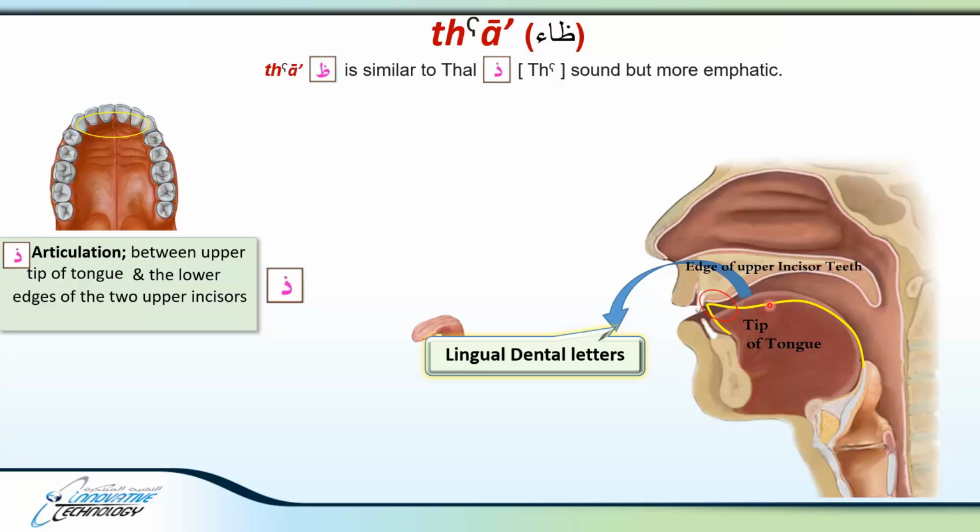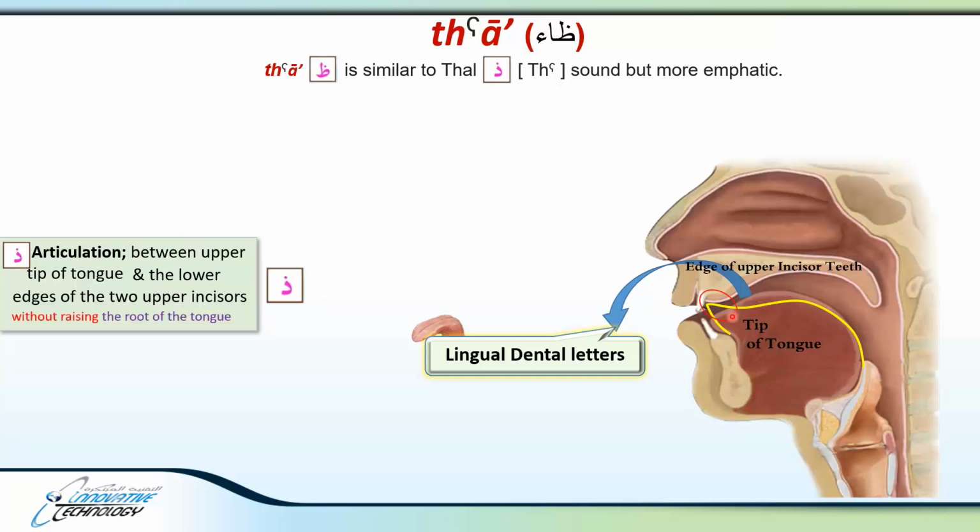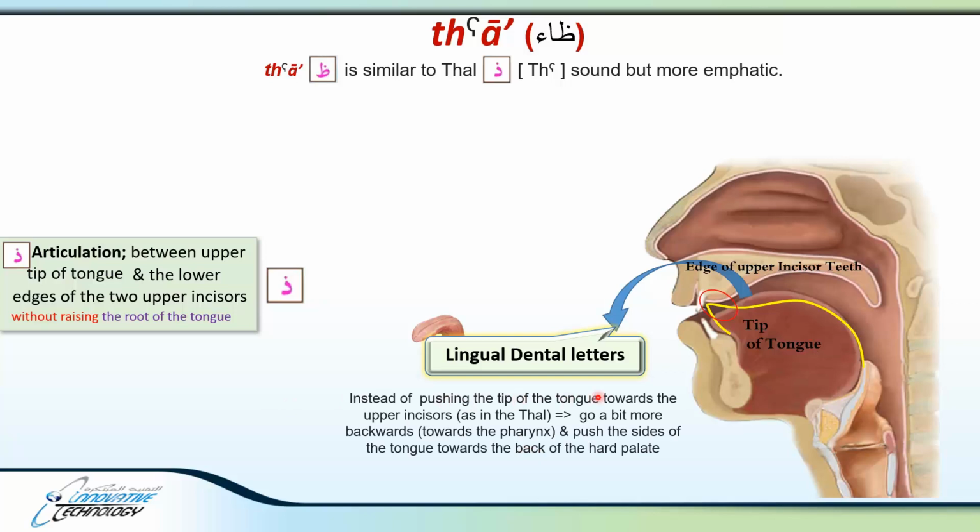Notice that the tongue's posterior part, roots and sides are flat. They are not raised. Now, if we take the articulation point a little bit backwards and raise the back of the tongue, it produces the va. You have to practice this. So instead of pushing the tip of the tongue towards the upper incisor, go a bit more backwards, more to this area, and push the sides of the tongue towards the back of the hard palate as well, like this. So the articulation point goes a bit backwards, and the back and the sides of the tongue go up.